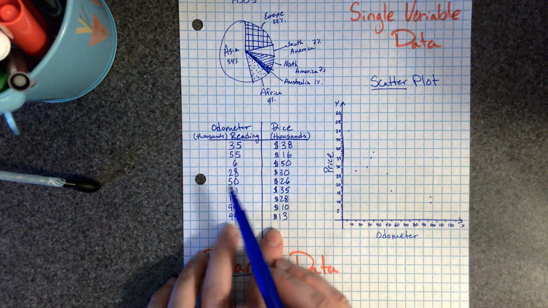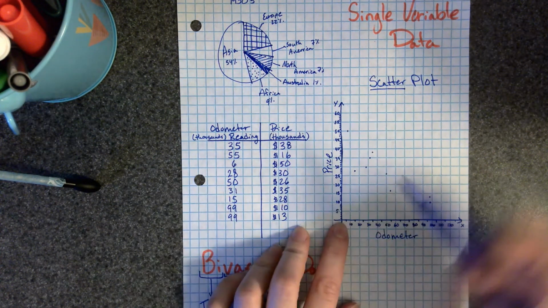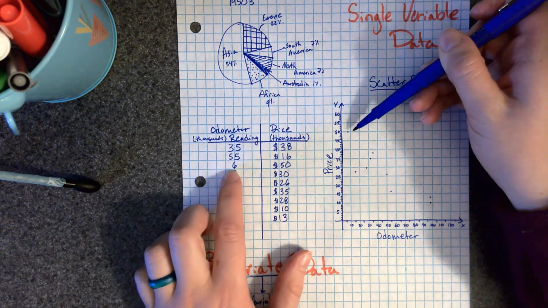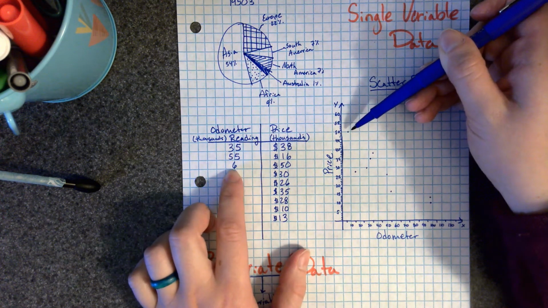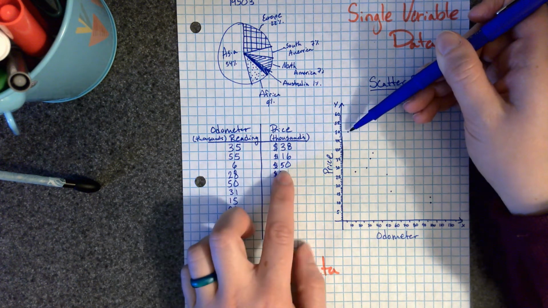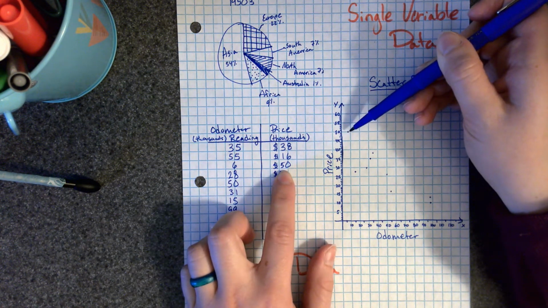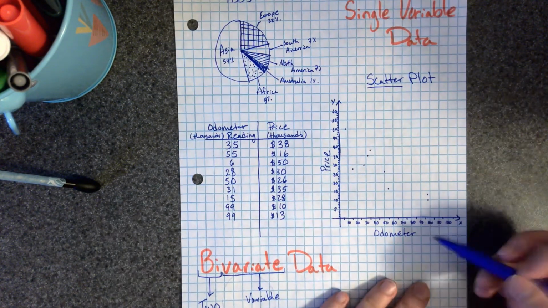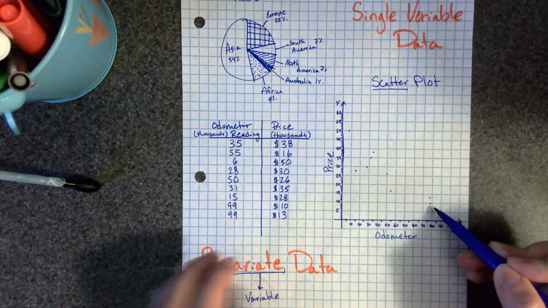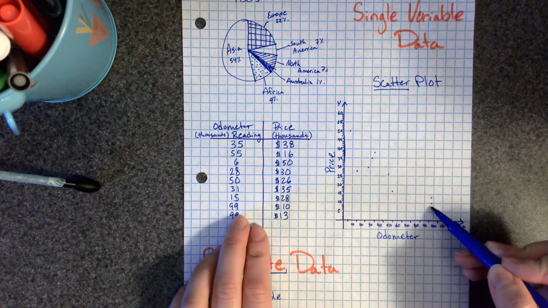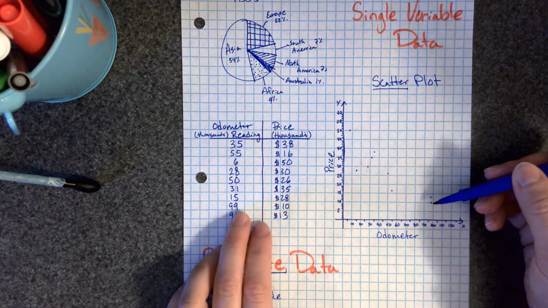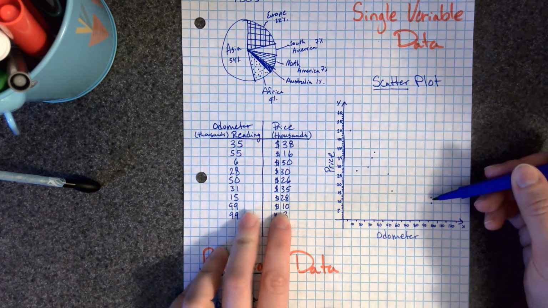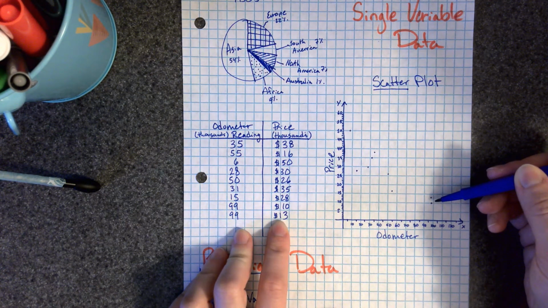So if we take a look at our odometer readings, this dot right here is an odometer reading of 6,000 miles. That car is practically brand new. And that car costs about $50,000. That's a lot of money. If we go over to the very farthest, we have cars that have 99,000 on them. That's still not a lot of miles. And these cars cost about $10,000 and $13,000 respectively.